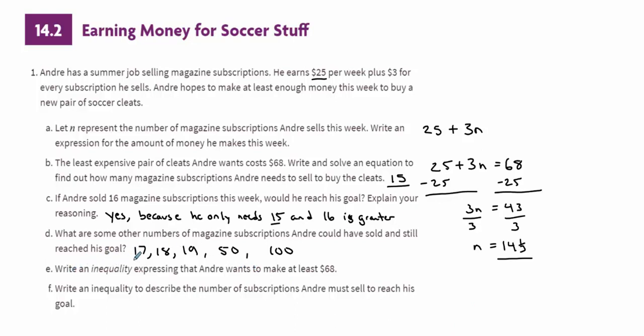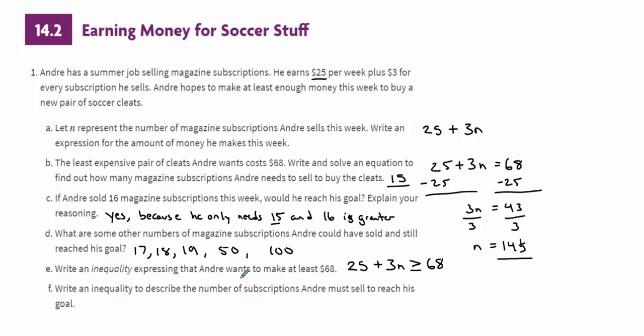Question E. Write an inequality expressing that Andre wants to make at least $68. So instead of making exactly $68 like he did here, we want what he makes to be at least $68. So he can make $68, or he can make something greater than $68. So the inequality would be the amount of money he makes each week or each month is greater than or equal to $68, because he can make at least $68.